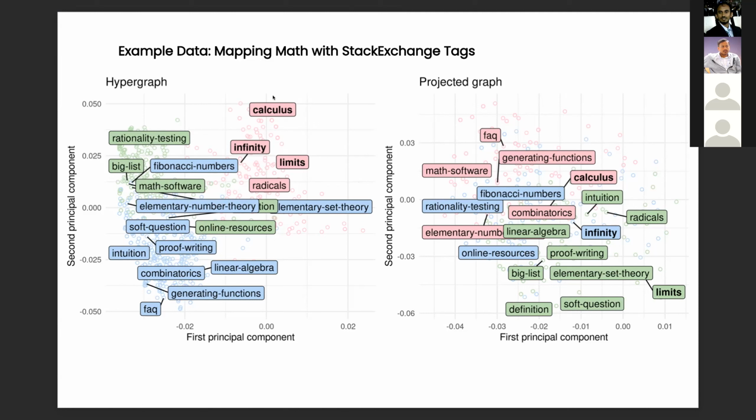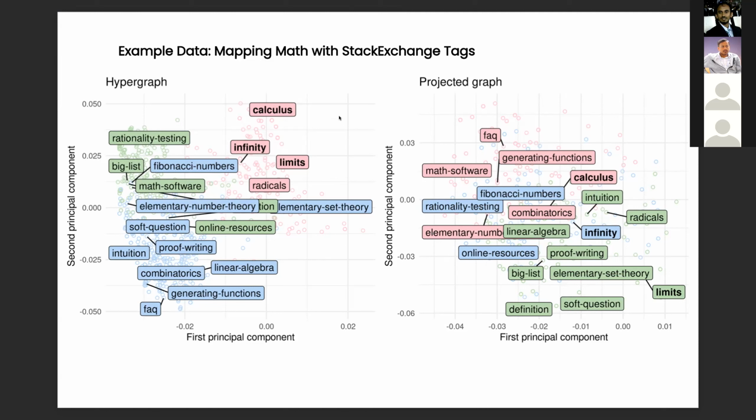I'm going to highlight three of the pink tags: calculus, infinity, and limits. Our hypergraph method places these three nodes into the same community. Whereas when we run the non-backtracking eigenvector method on the projected graph, so we project the hypergraph down to a graph, form a non-backtracking matrix, and do clustering using that matrix, you can see that these three nodes of interest, calculus, infinity, and limits, end up in distinct communities. And infinity then is associated with, I don't know, Fibonacci numbers, rationality testing, online resources.